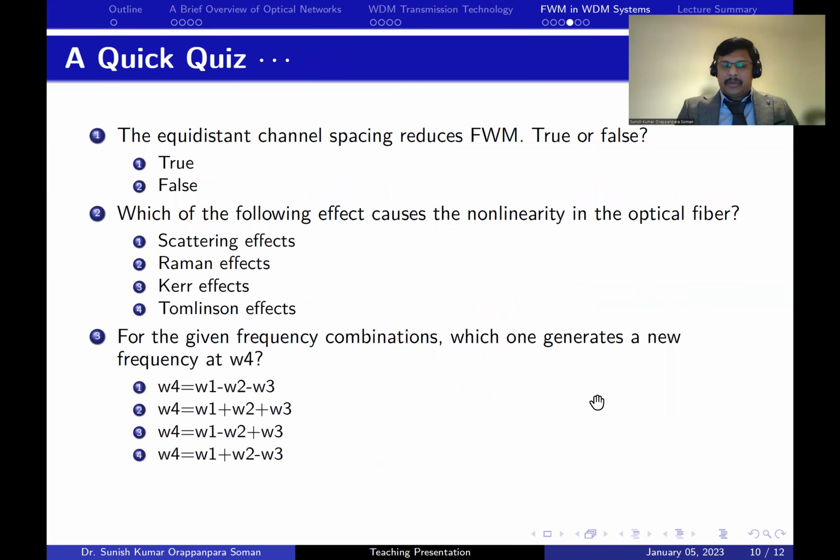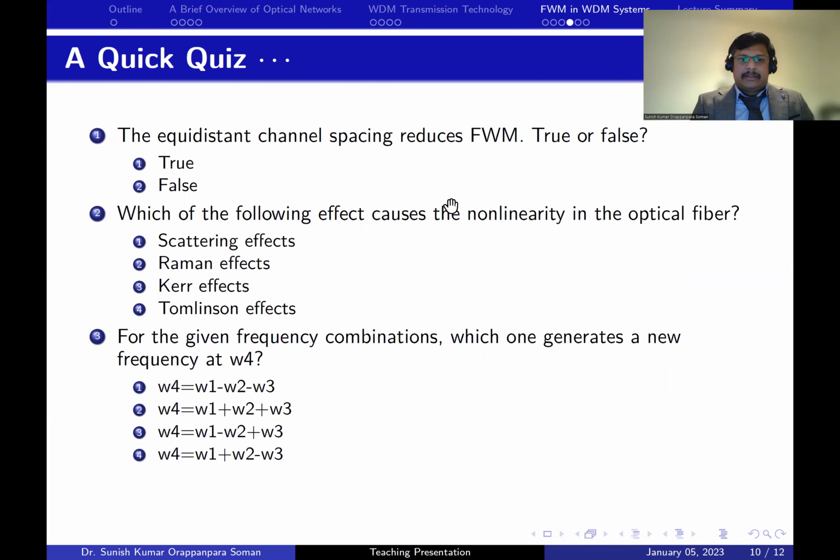So before going to the tutorial problem on calculating the four-wave mixing efficiency, we have a short quiz, a quick quiz. This basically gives you a strong understanding on the nonlinearity and the four-wave mixing problem in WDM. So the question number 1 is, the equidistant channel spacing reduces FWM. Is it true or false? Second question is, which of the following effect causes nonlinearity in optical fiber? And the last question is, for the given frequency combinations, which one generates a new frequency at omega 4?